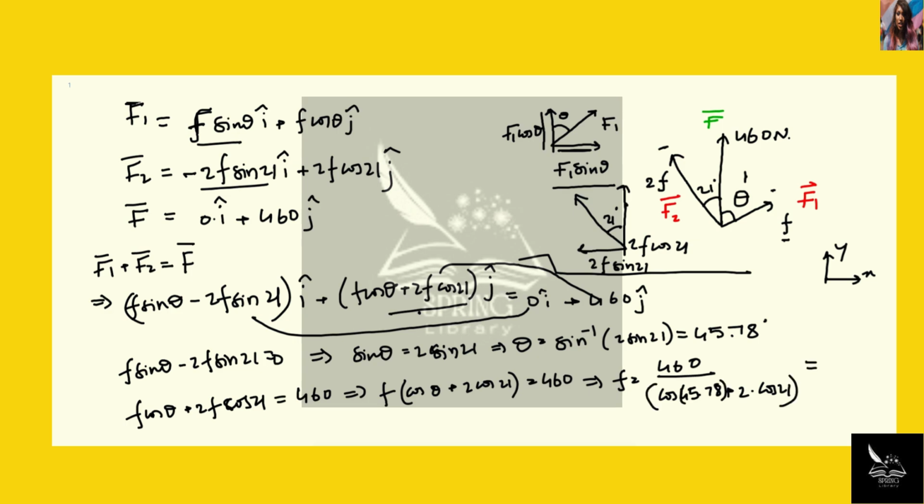By plugging this into a calculator, you'll be able to see that it is 179.4 newtons. Notice that because our given net force value was 460.0 and it had 4 significant digits, we note this also with 4 significant digits.